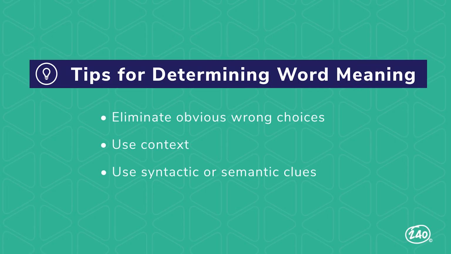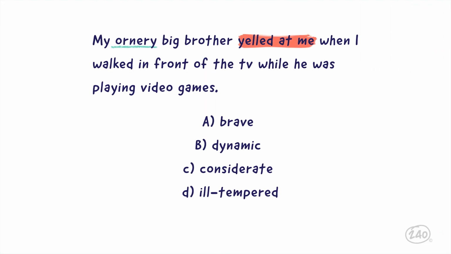Another strategy to try is to read the phrase of the passage and substitute in each answer choice you're provided. Which one makes the most sense? Let's try it out with the sentence we just saw. We already determined that ornery must mean something negative based on how it's used in the sentence. Let's substitute in our choices and see which one works best.